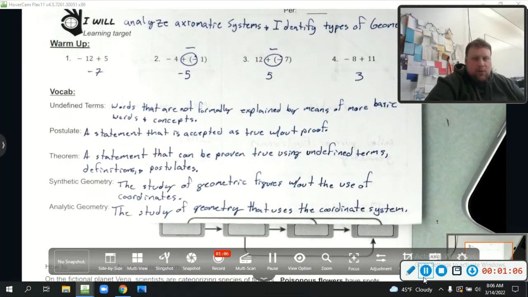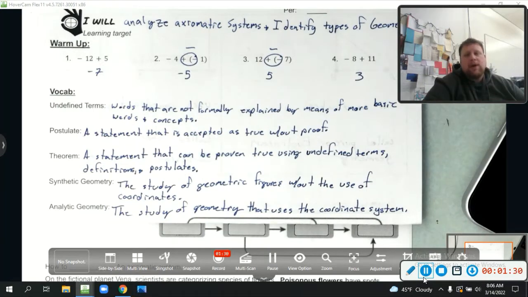Undefined terms are just words that are formally explained by means of more basic words and concepts. We're giving you a lot of words for it's undefined, right? We don't know what it is. Postulate, a statement that is accepted as true without proof. That'd be like, I breathe oxygen. I don't need to prove it. Theorem, a statement that can be proven using undefined terms, definitions, and postulates.